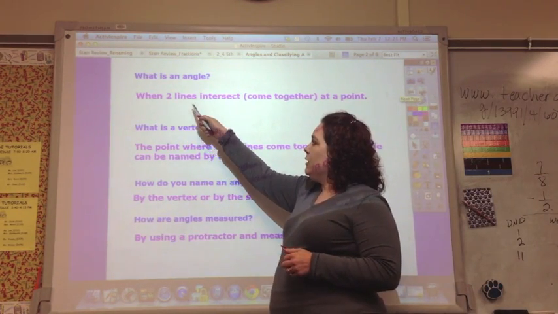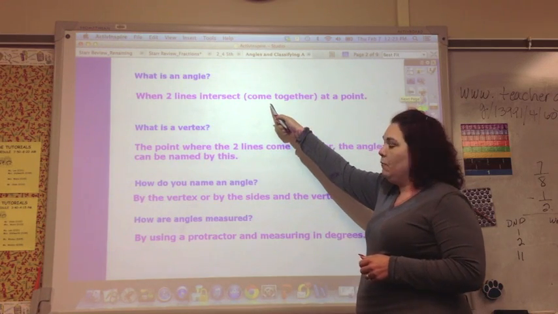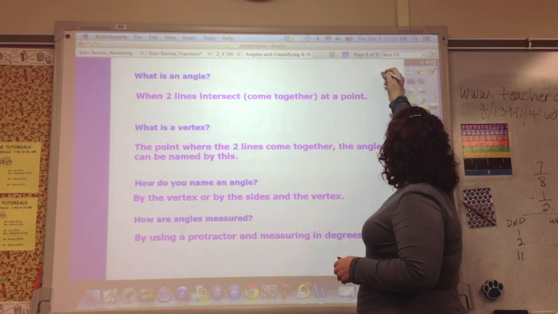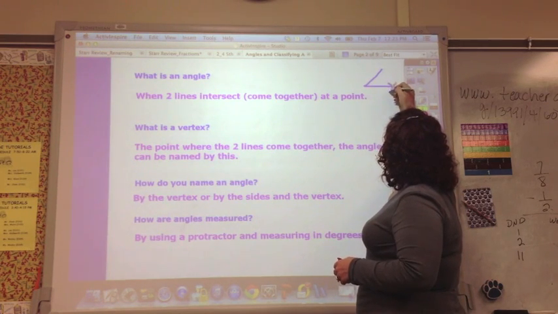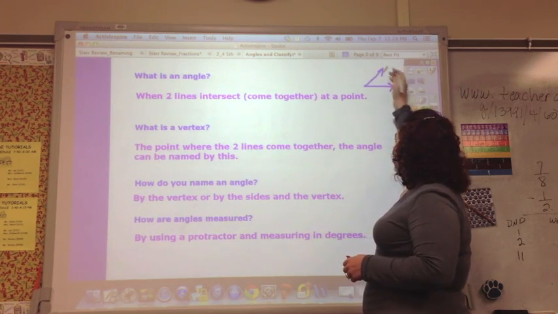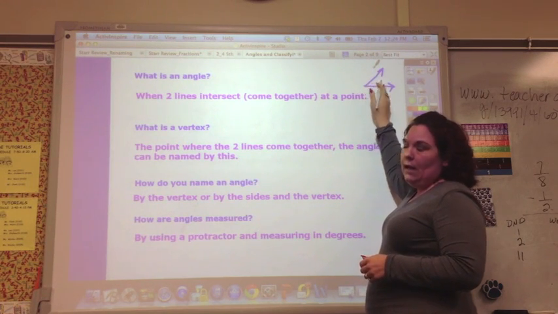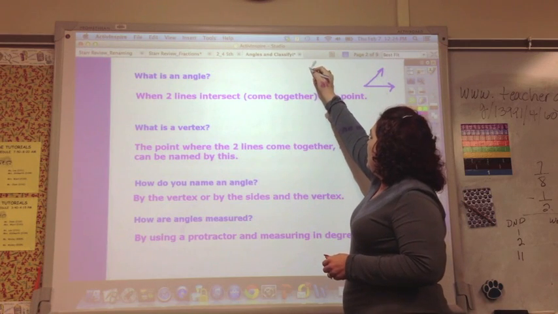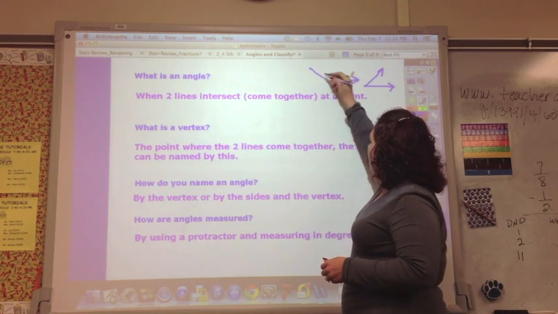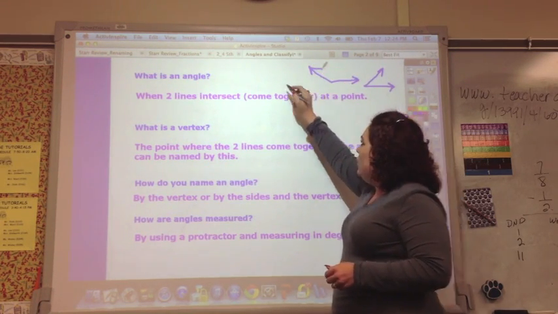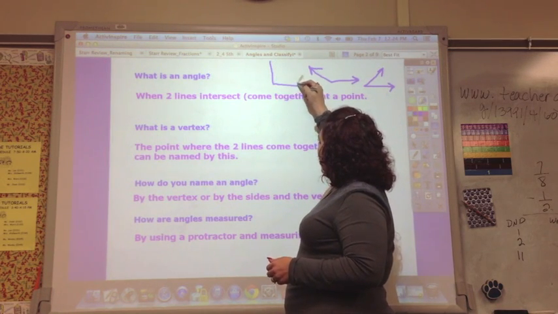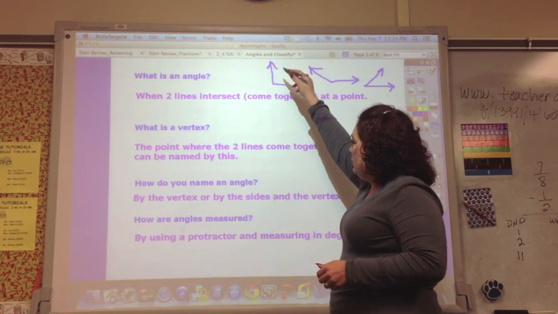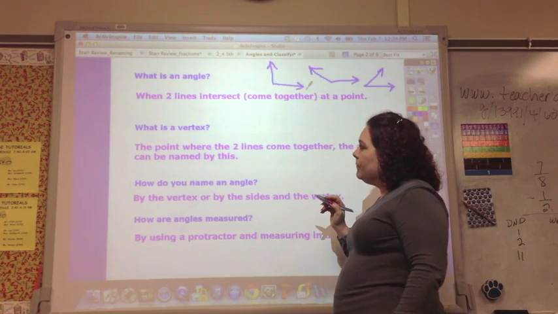An angle is when two lines intersect, which means come together at a point. So an angle can look like this, and it's usually two lines that have arrows. And this is the angle, this part in here. But you can also have angles that are wide, like that. You can have angles that are straight, like that. Or that turn, like that.